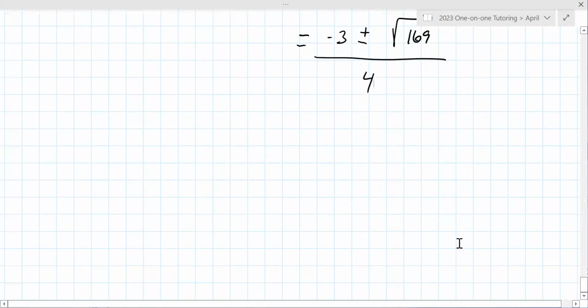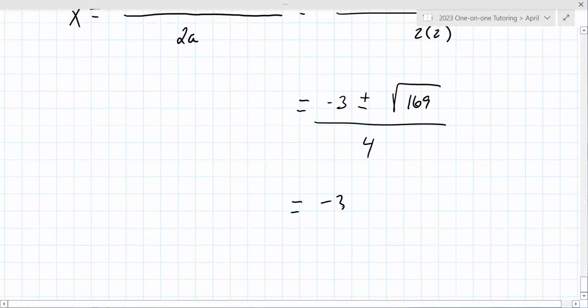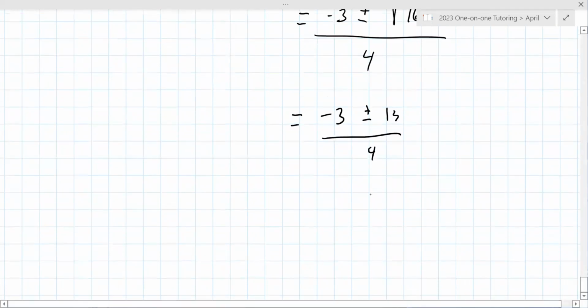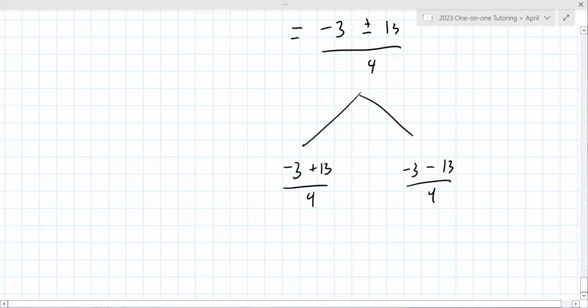This becomes minus 3 plus or minus 13 over 4, and you break it apart. Okay, minus 3 plus 13 over 4, minus 3 minus 13 over 4. Order of operations, numerator comes first. There's implied parentheses there. They're just not written. So this is 10 over 4, or 5 halves. And then on the right is minus 16 over 4, minus 4.